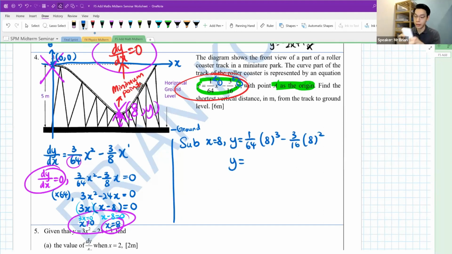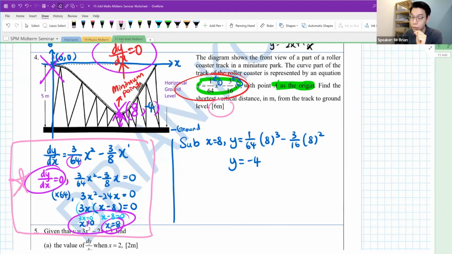Okay, use calculator again. I'll get negative 4. Meaning all this coordinate here is 8, negative 4. So you see, guys, I want to show you something. I haven't finished answering the question, but out of 6 marks, just by knowing dy dx equals to 0, this part itself would have already gotten you 4 marks out of the 6 marks. Just by knowing how to do dy dx equals to 0. It would have gotten you most of the marks.